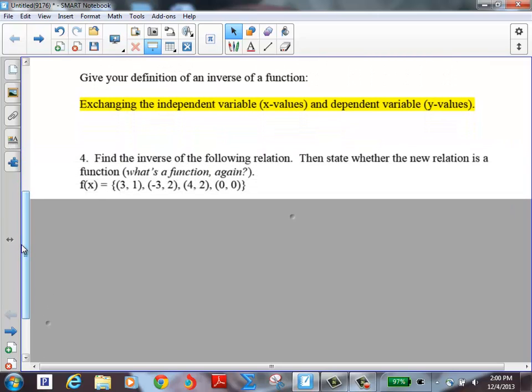They want us to find the inverse of the following relation. And then they want us to state whether the new relation is a function. And I know what you're thinking. You're thinking, what's a function? A function is, for every x value, there's at most one y value. So please keep that in mind as you're going through this problem. I will give you a second here to try this on your own. Please hit pause and do that now.